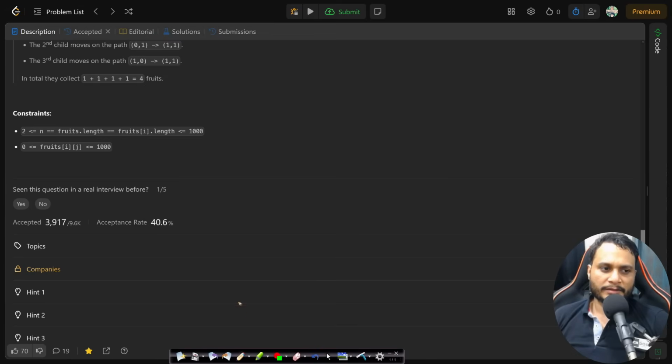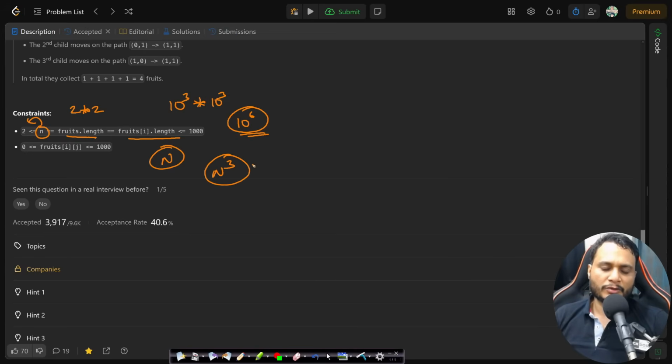If you look at fruits.length and fruits[i].length, that means both the row and column are the same, which is n. The matrix is a minimum of 2 by 2 size to a maximum of 10^3 by 10^3 size. That means the total elements in the matrix can be 10^6. So if I consider the number of rows to be n, then we cannot write an n cube algorithm, because n cube will become 10^9, which is beyond your 10^8 limit. So this will give you TLE.